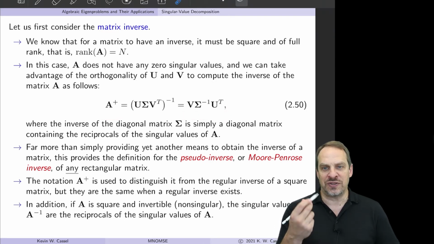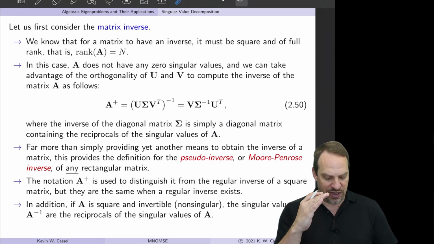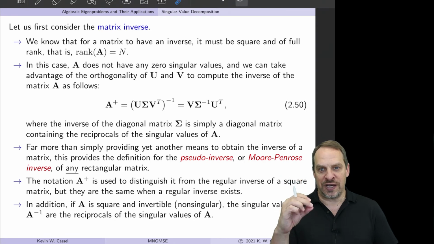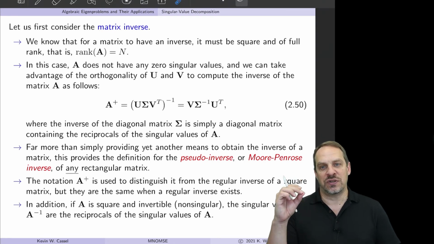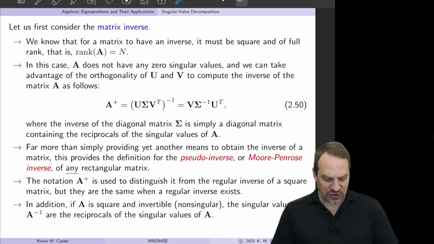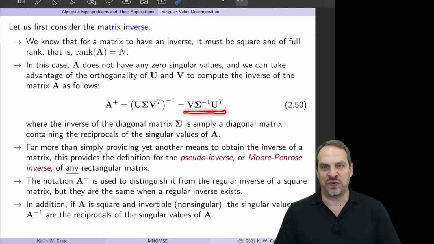Now let's think about that. Sigma, in this case, would be a square matrix, which is diagonal, and the inverse of a diagonal matrix is a diagonal matrix with the reciprocals of the diagonal elements on the diagonal. So that gives us a way that we could express the inverse of a square matrix in terms of its SVD.